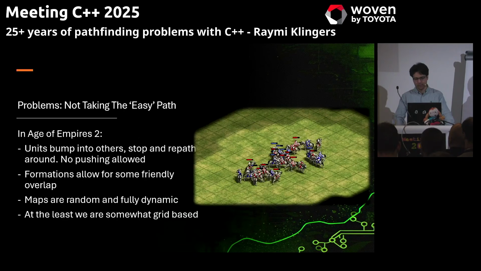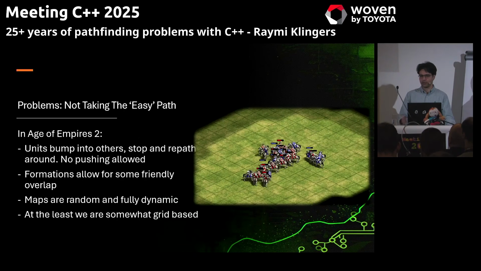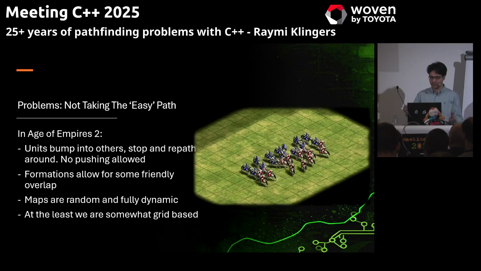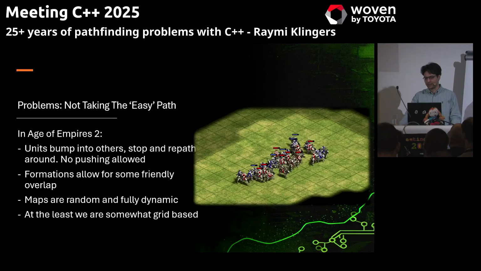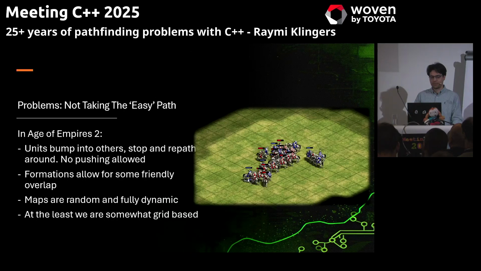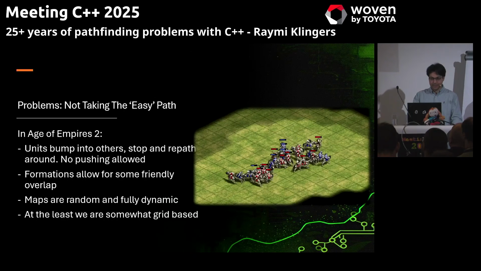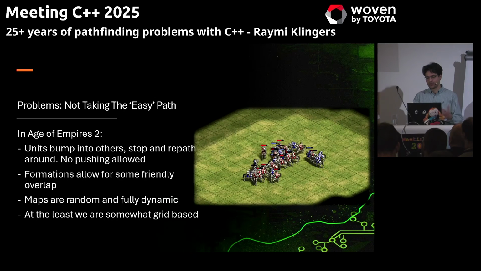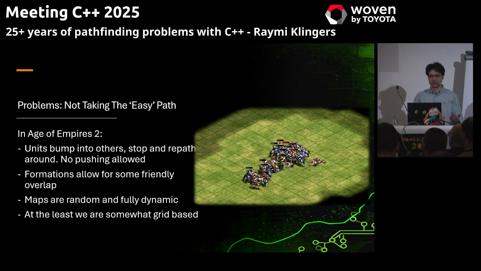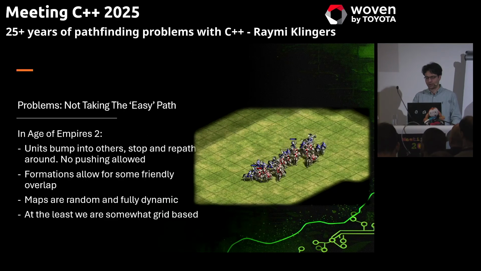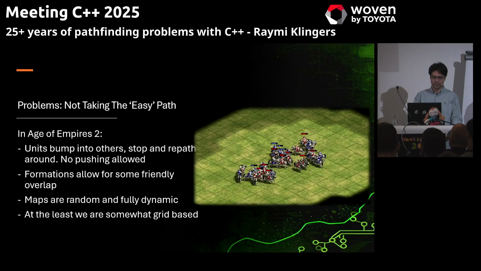So it makes it a little bit easier, but now we also need to handle formations themselves, which adds more complexity, because now we have two movement systems that need to interact with each other, and yeah, it just gets a bit more complicated. Maps are also fully random and fully dynamic. So every tile on the map can change. At least we are somewhat grid-based, so units do not stick to the grid, but all our obstructions like buildings and water do stick to the grid.